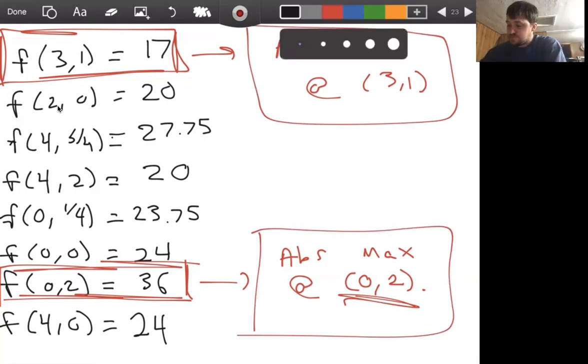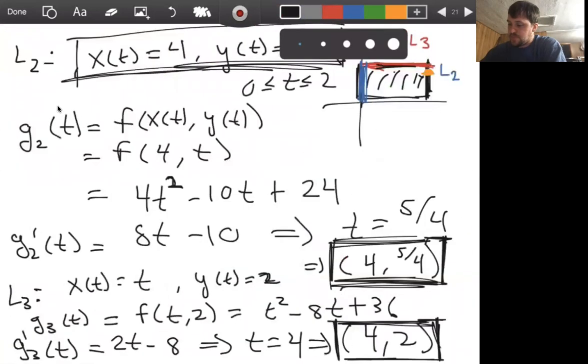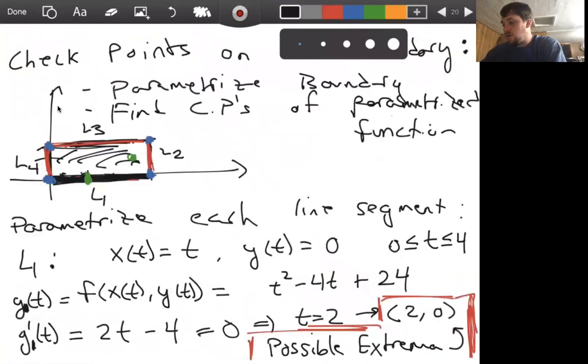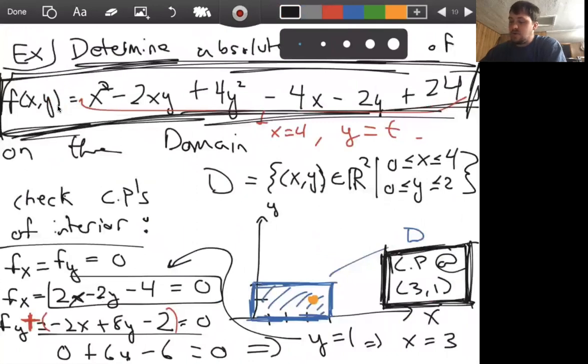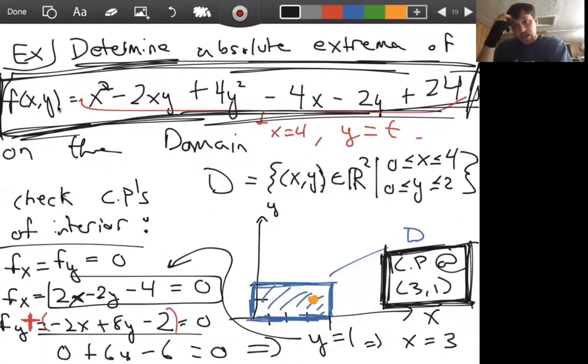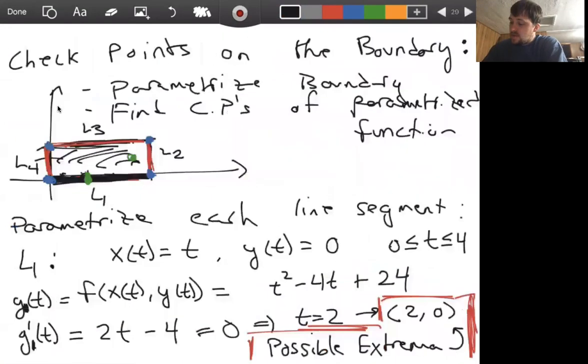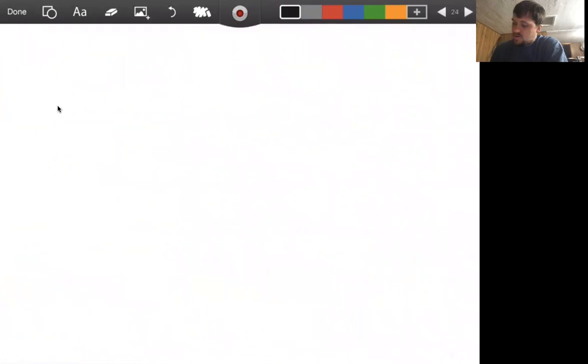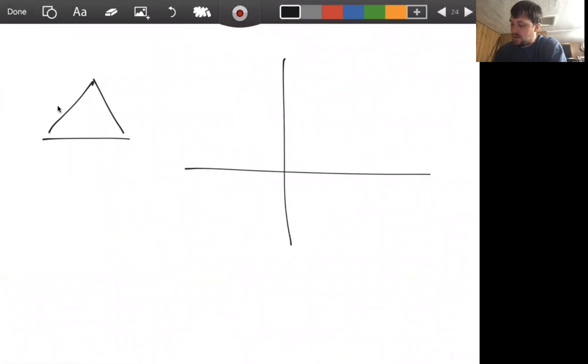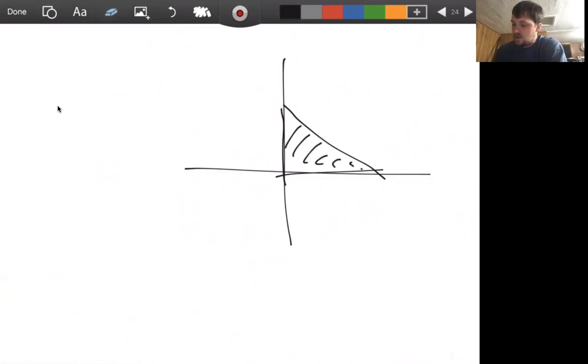And so this could be pretty tricky. Or even if it's not too tricky, it's pretty lengthy, right? Especially when your boundary is composed of 4 line segments. If you have a boundary that's composed of, say it's like a triangle, say this was your domain here, well, then you only have 3 line segments to check, like L1, L2, L3.